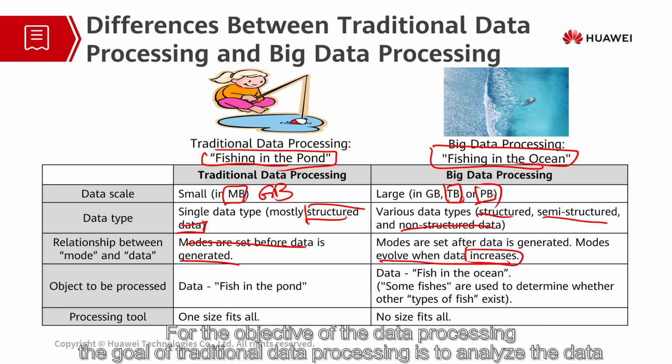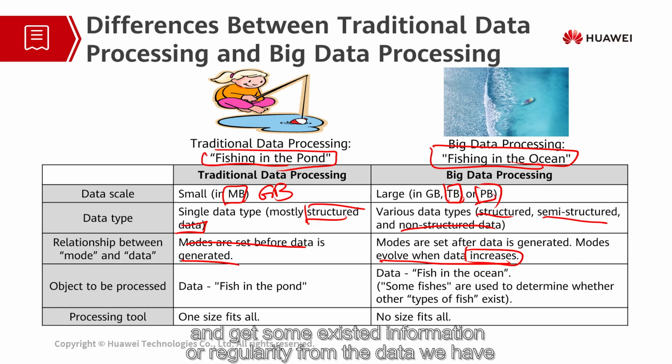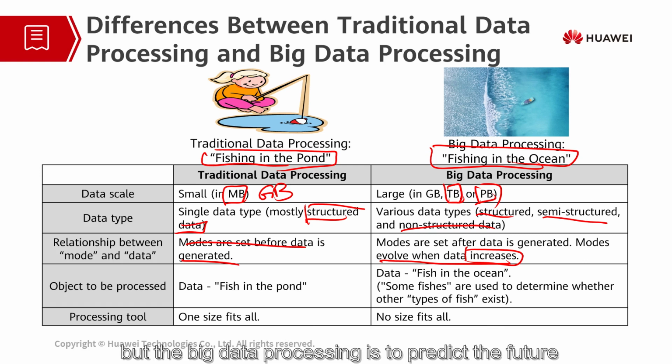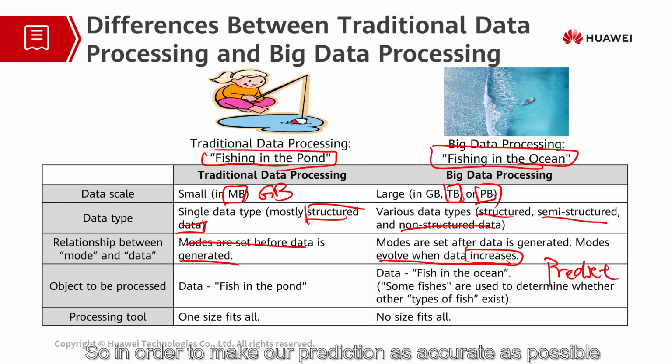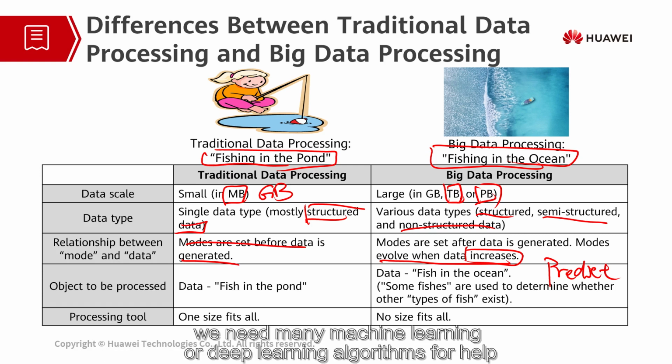For the objective of data processing, the goal of traditional data processing is to analyze the data and get some existing information or regularity from the data we have. But big data processing is to predict the future. So, in order to make our prediction as accurate as possible, we need many machine learning or deep learning algorithms for help.